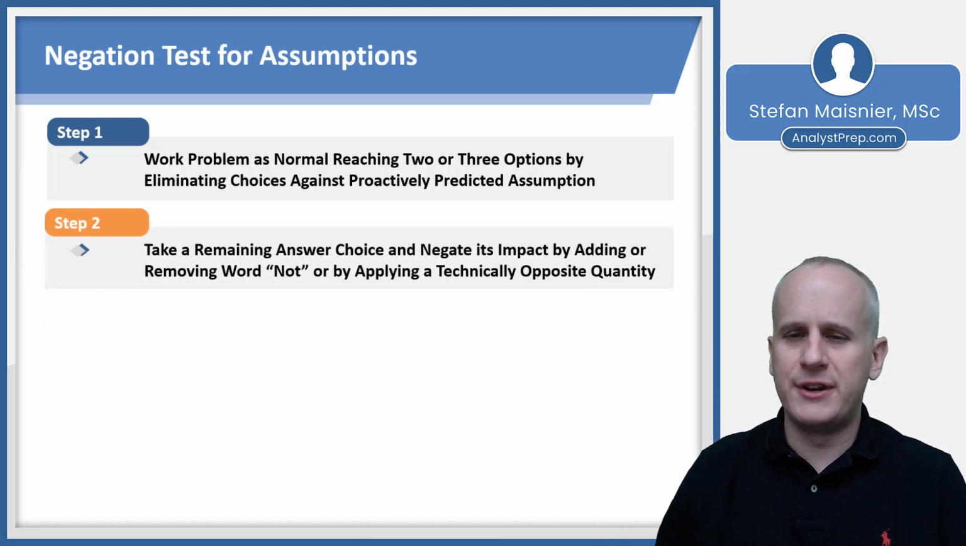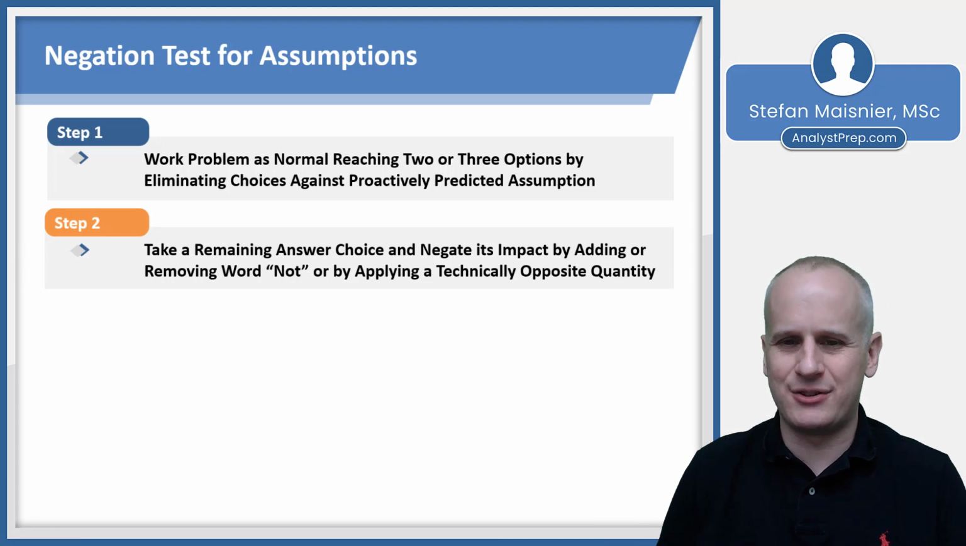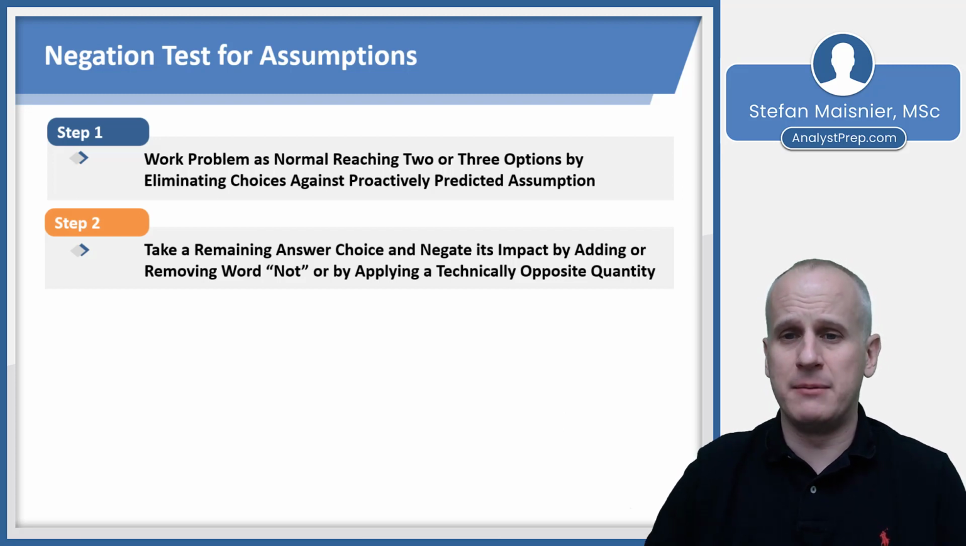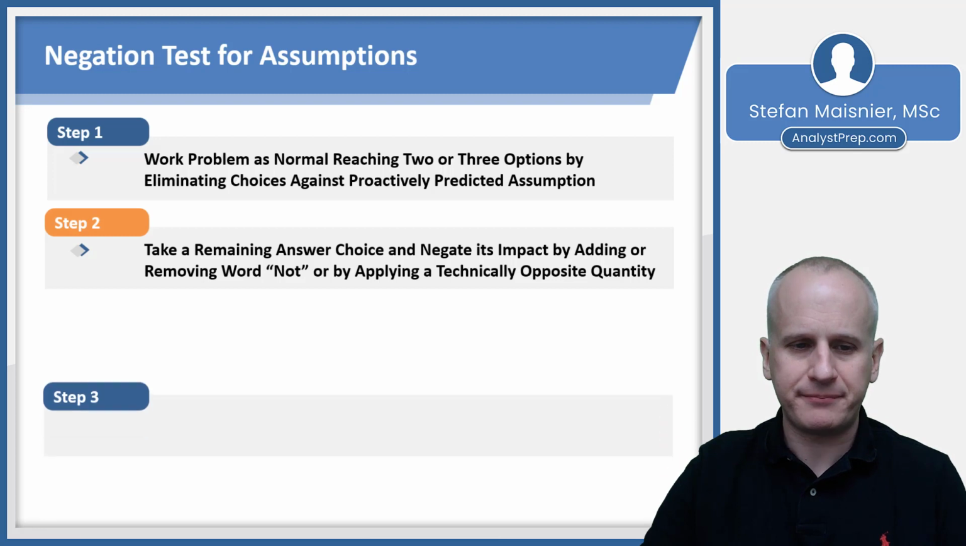But if you're down to 2 or 3, you want to take a remaining answer choice and negate its impact by adding or removing the word not from the main verb or action of the sentence, and or applying a technically oppositional quantity. And we'll talk about that in a little bit more detail here in a moment.